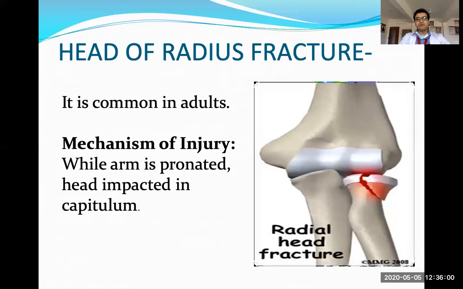Now head of the radius fracture. अब ये कहाँ का है, fracture head of radius का, तो mechanism क्या होगा, while the arm is pronated, the head is impacted in the capitulum, और it is very common in adults. Adult में सबसे commonly होगा, right?